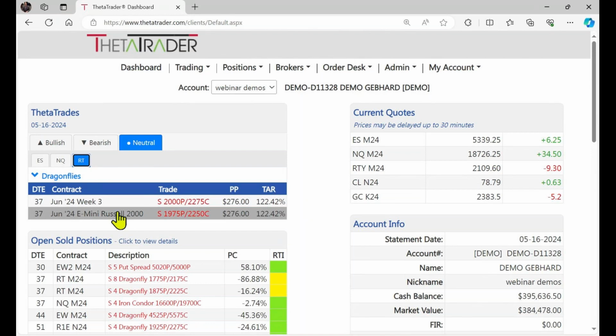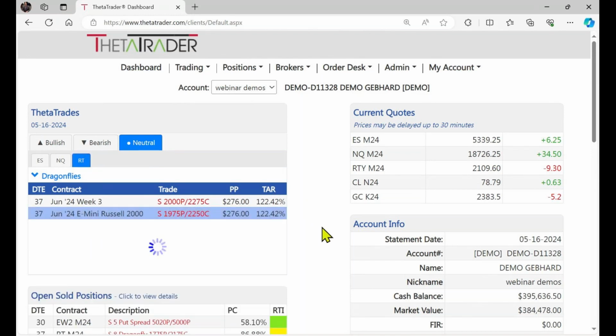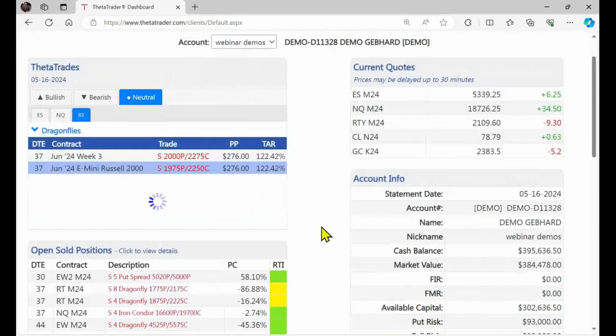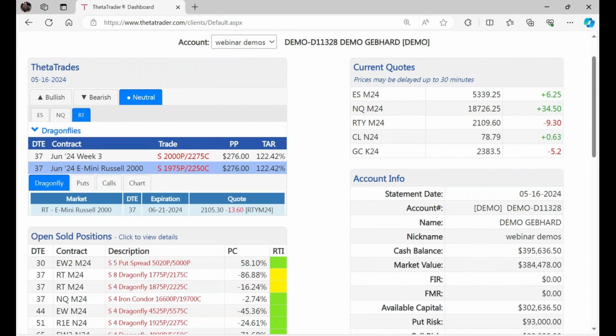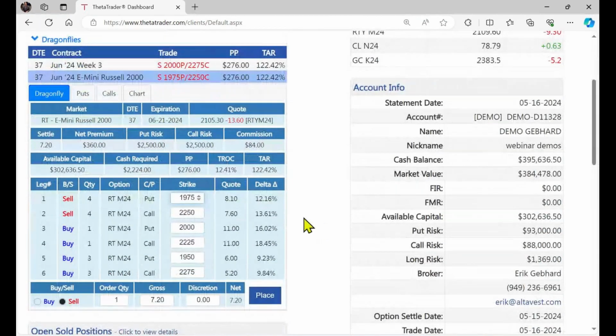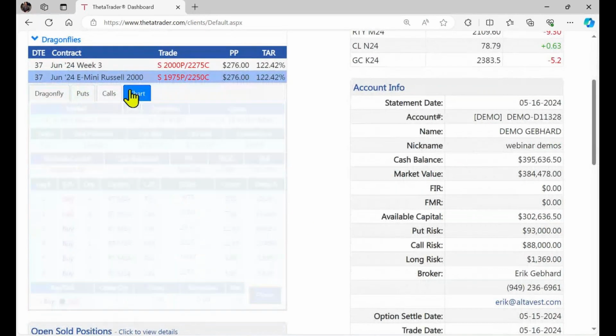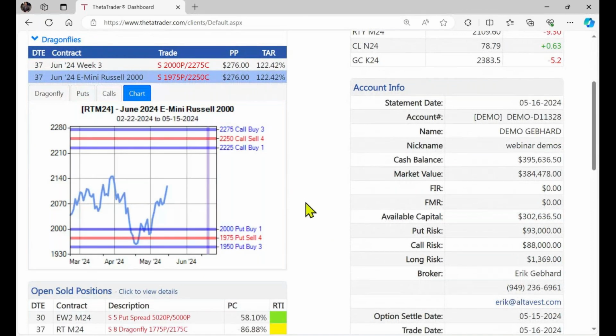This is the June expiration. Let's take a look and see what the algorithm developed for us. It takes just a moment to generate the output. And I'll get into this in just a second, but let's look at a graph. This might help kind of paint a picture of what we're doing.